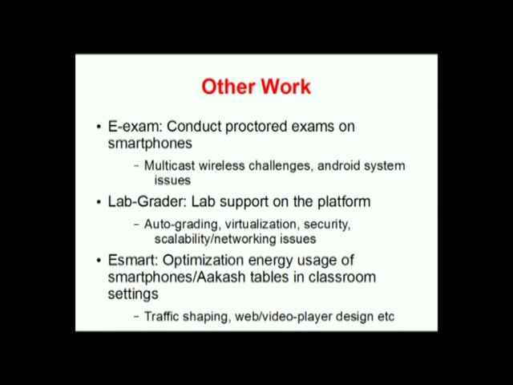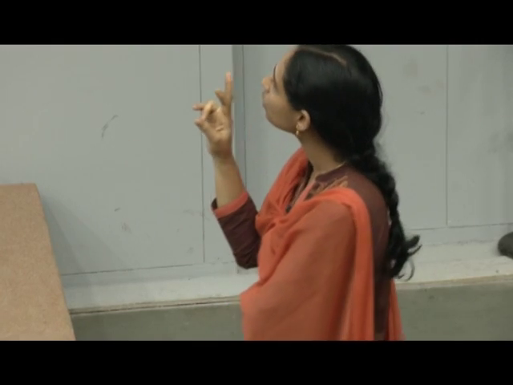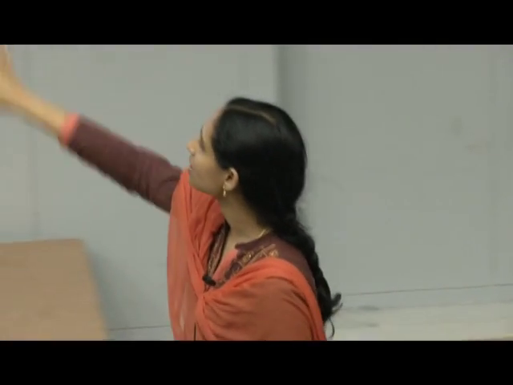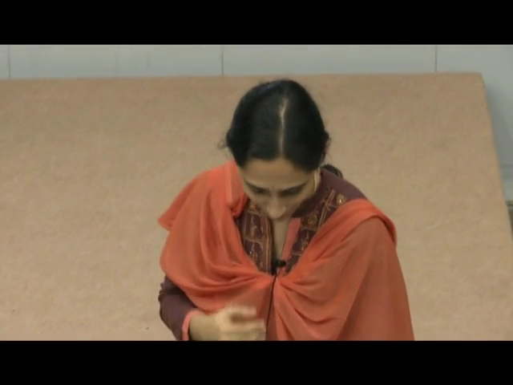With tablets and smartphones taking over, there are energy issues, especially if you're using your tablets to watch my videos or other course videos. They drain your battery within 20 minutes. So what can you do in terms of energy optimization? You can do some traffic shaping. The way you design the web page can also play an important role in draining the battery. There's some work happening in this space as well. With that, I conclude, and we can take up any questions.